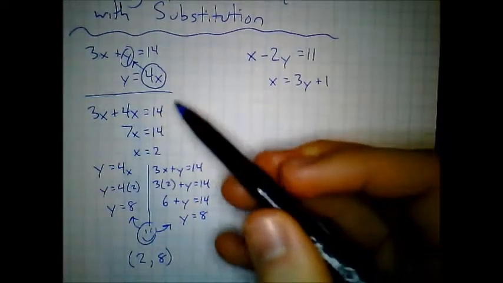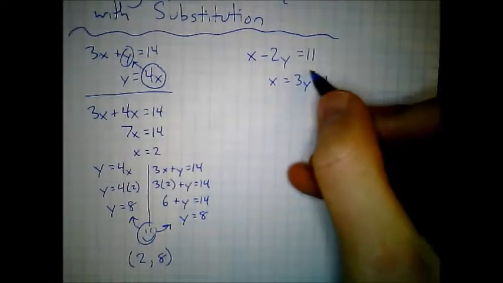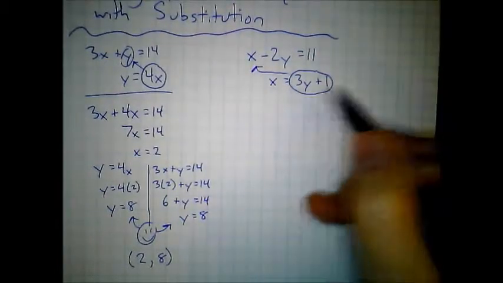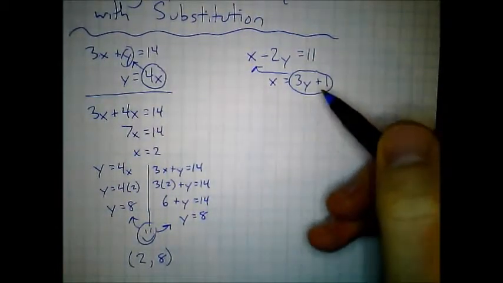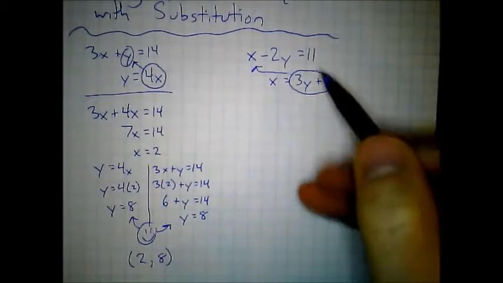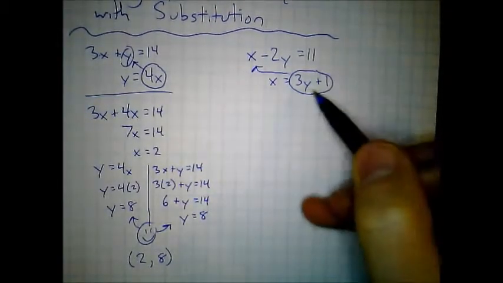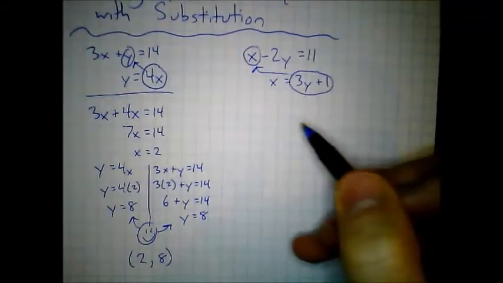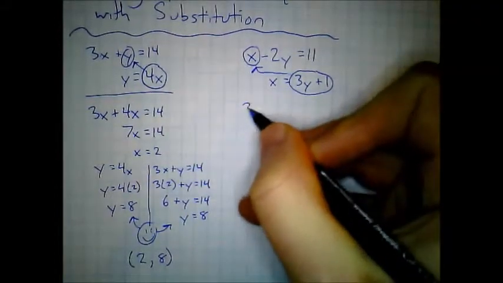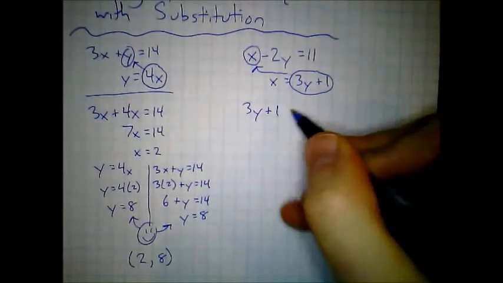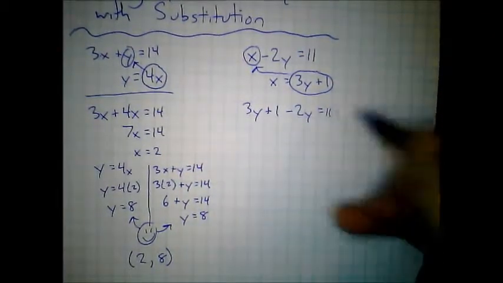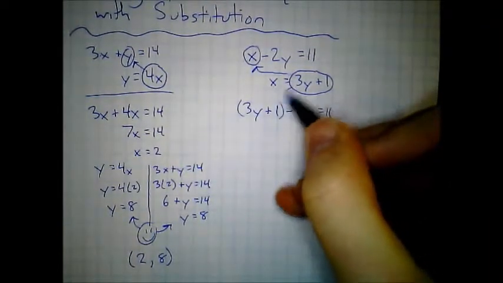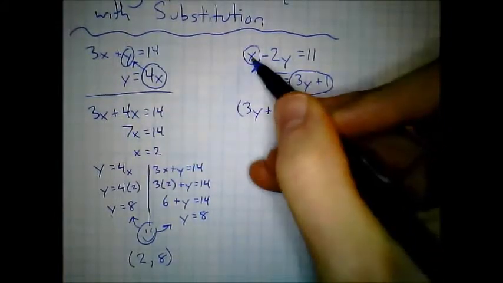So all we're going to do, just like we did in the example before, is substitute what we know x equals in for x in our first rule. Because x equals 3y plus 1, every single x in the system also equals 3y plus 1. So we're going to substitute 3y plus 1 in for the x in our first equation. So we have 3y plus 1 minus 2y equals 11. Everything else in this first equation stays exactly the same. The only thing that changed is we substituted 3y plus 1 in for this x.